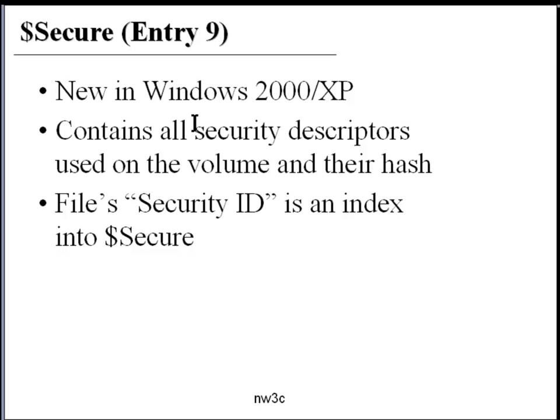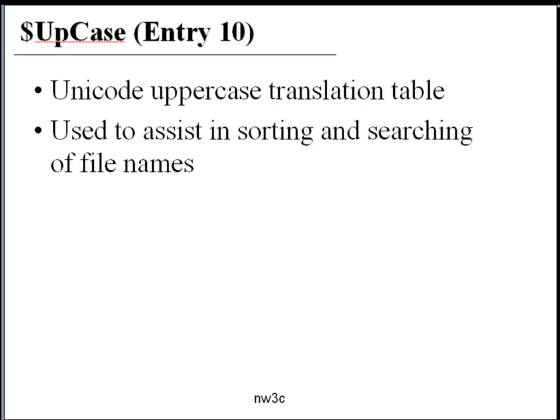Okay, under Windows 2000 and XP, we have a new file called Secure that contains all the security descriptors used on the volume, as well as their hash. And the reason we have a hash is to make sure that these don't change. It's another piece of security information. And so a file's security ID is an index into the secure file. And what we'll see is that each user has a security ID as well, and it's something called an SID. And the SID is used to distinguish between users.